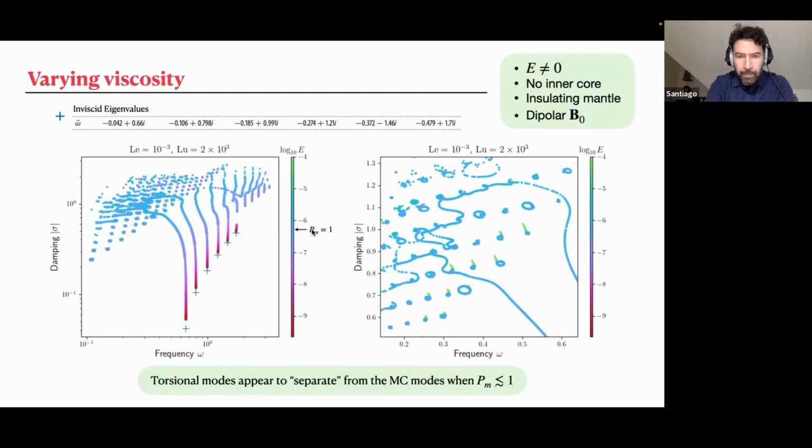This is what I'm marking here, the line of the magnetic Prandtl number. There is about 1 here. The magnetic Prandtl number, which I didn't mention, is the ratio between the kinetic diffusion, or viscosity really, compared to the magnetic diffusion. So for the Earth, the magnetic Prandtl number is about 10 to the minus 6, which is very small.